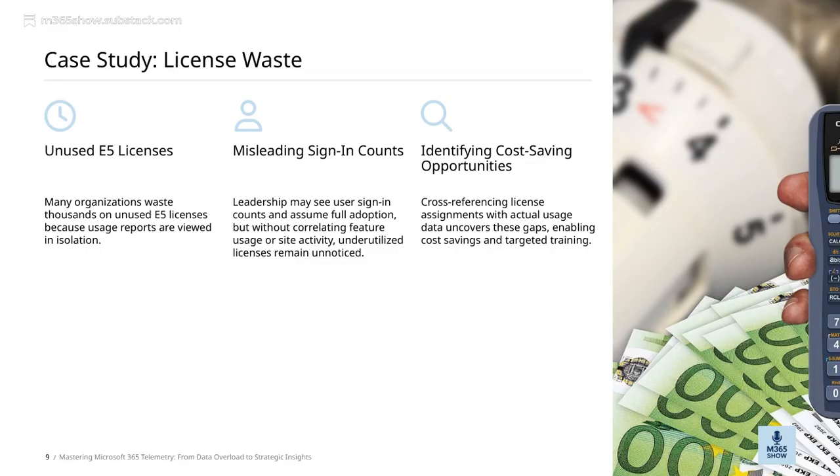and costing you money. So the main takeaway is that thorough telemetry analysis helps uncover these hidden gaps. It's about more than just counting logins. It's about understanding real engagement and optimizing your license spend accordingly.